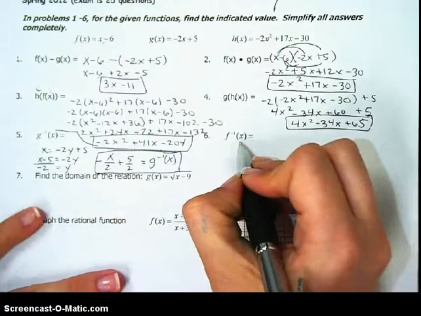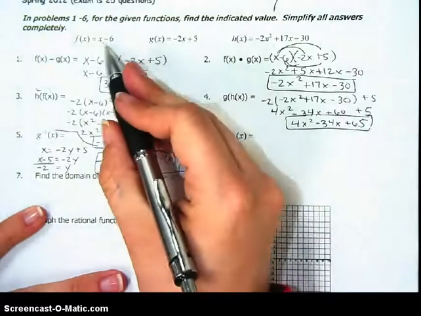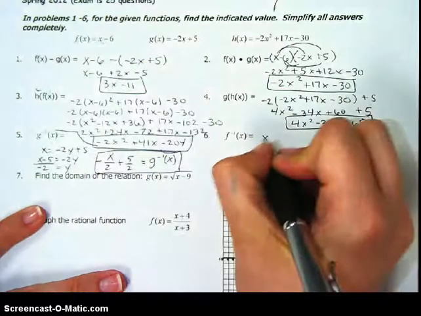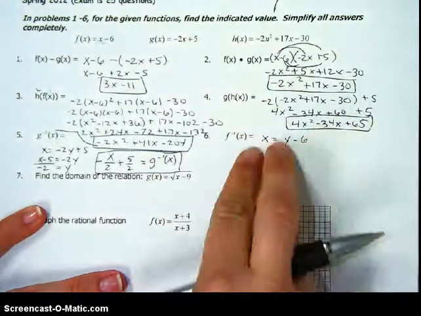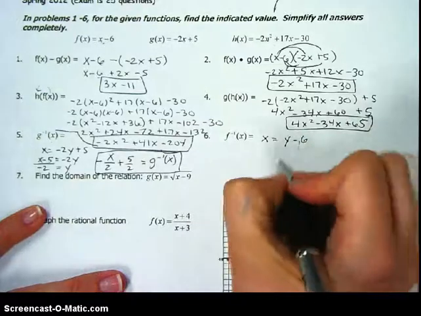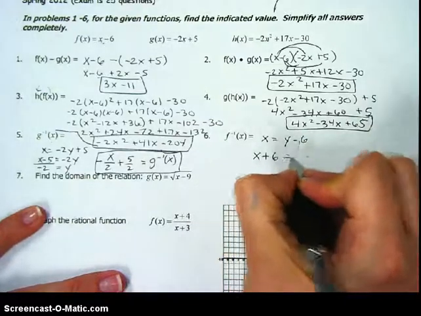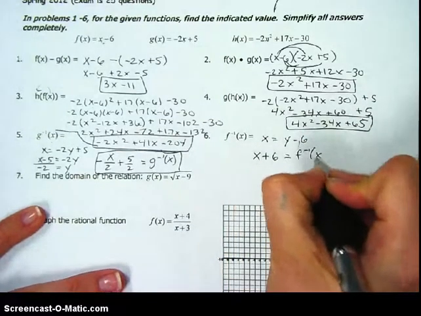Same thing with f of x. It starts off as y equals x minus 6. So we're going to switch it to x equals y minus 6. We just switched the x and y. Now we solve for y. So x plus 6 equals y, which is just our f inverse.